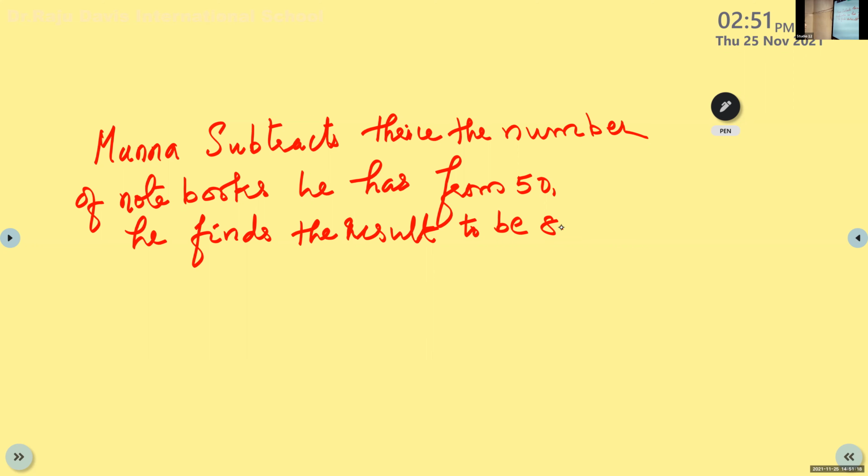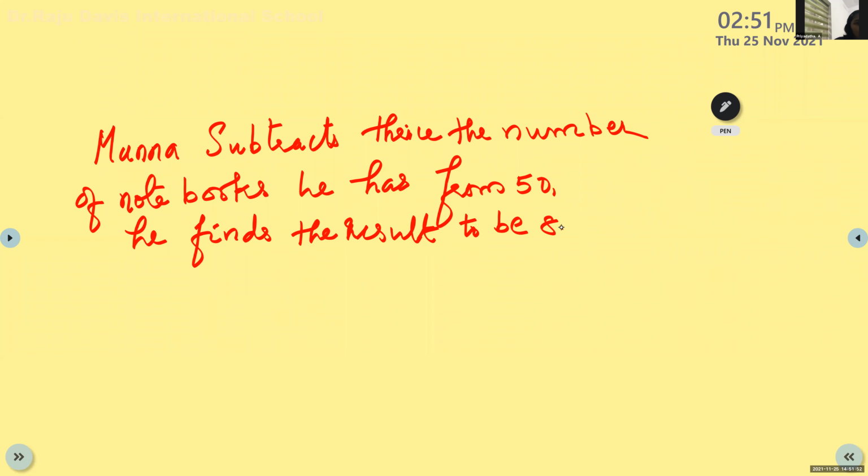You have to think and tell me the equation. Read the question, then frame the equation. Munna subtracts what? Thrice the number of notebooks. That means 3 times the number of notebooks which he has. From what? From 50. And he got the result 8. So how will you represent using an unknown?